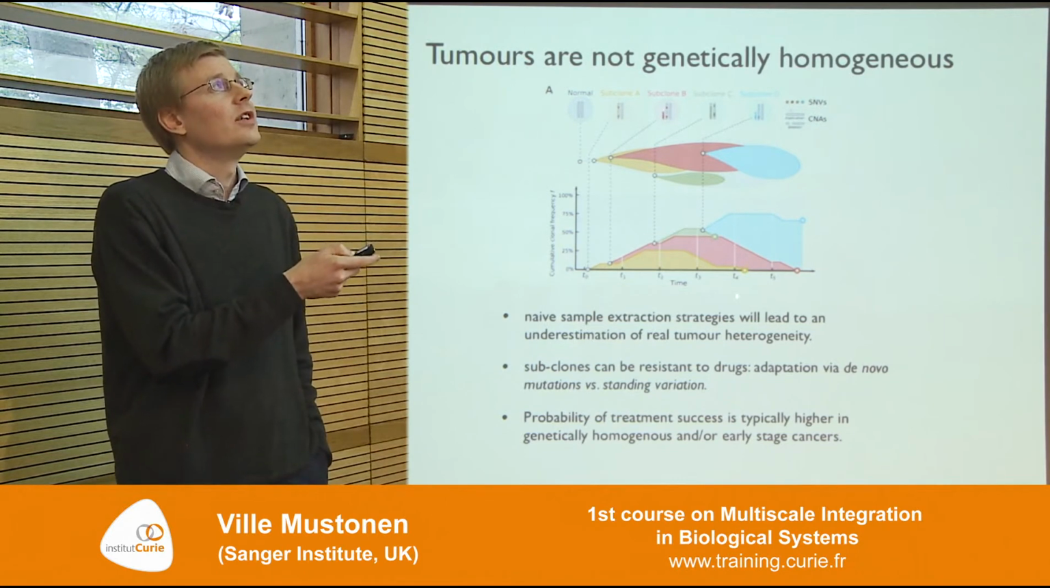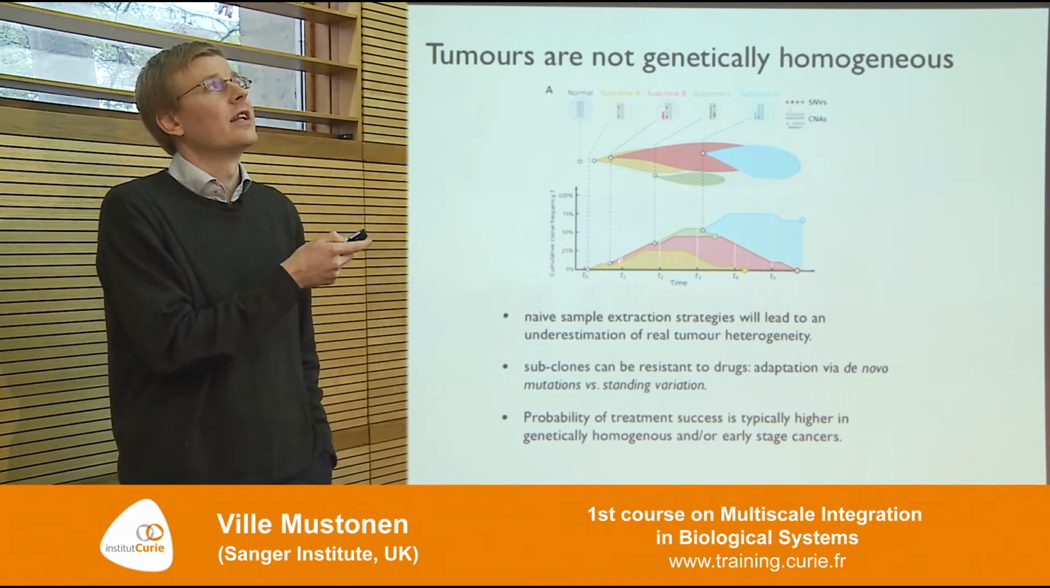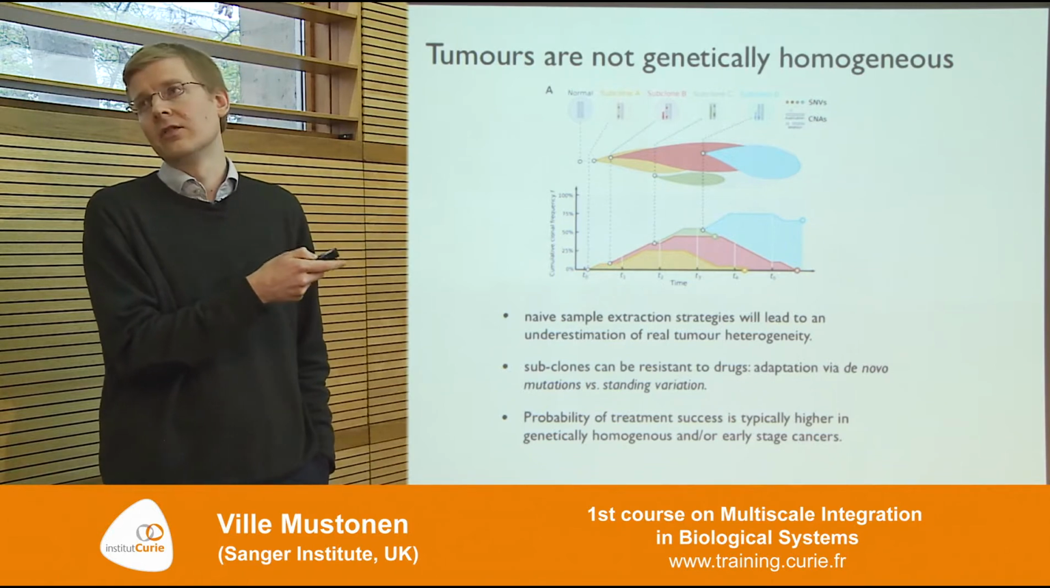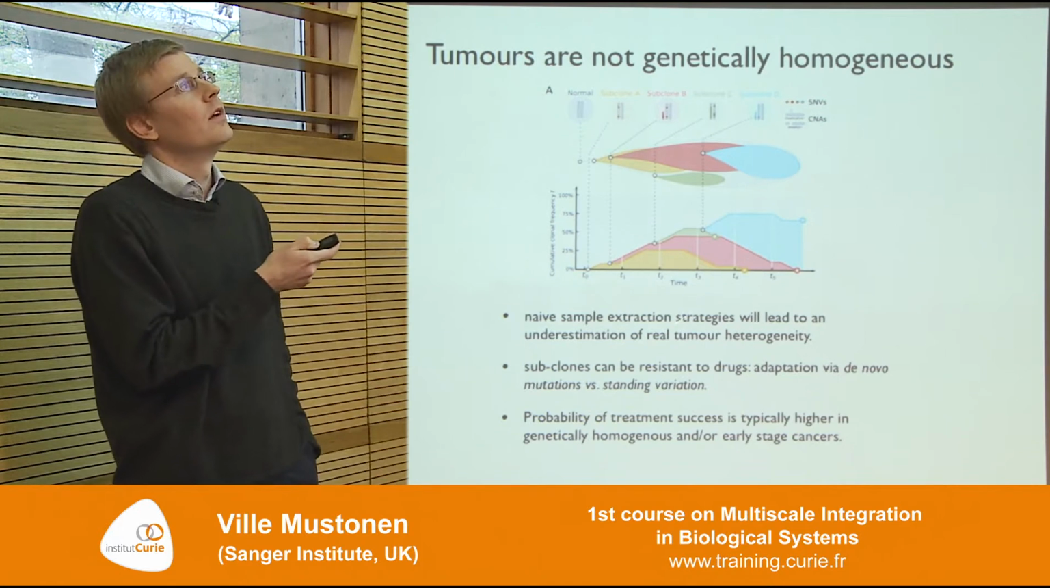What people can do these days is they can do multi-region sampling of a tumor, or in a blood cancer they can take several time points. So these are kind of ways of trying to get a representative sample of your tumor.